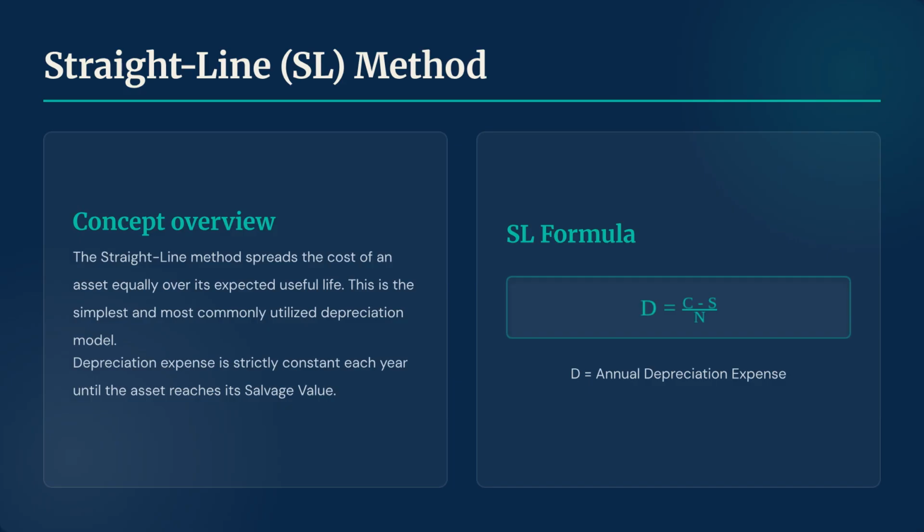The straight line, or SL method, is the simplest and most common. It spreads the asset's cost equally over its useful life, resulting in a constant annual depreciation expense until the salvage value is reached. The annual depreciation, D, is calculated as C minus S divided by N.